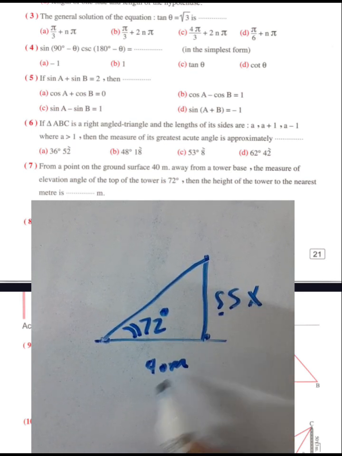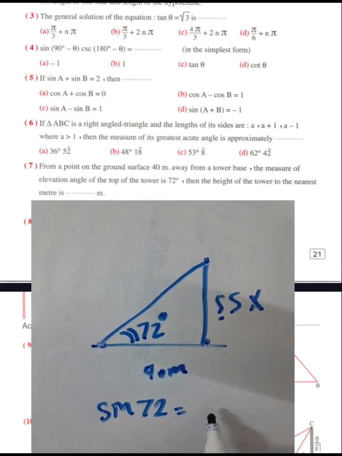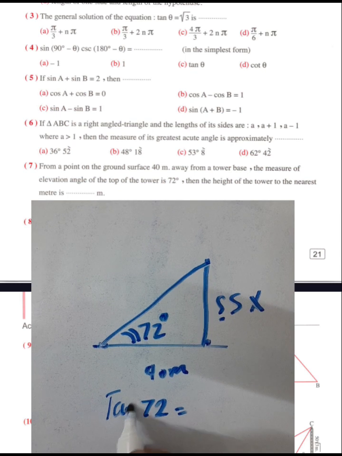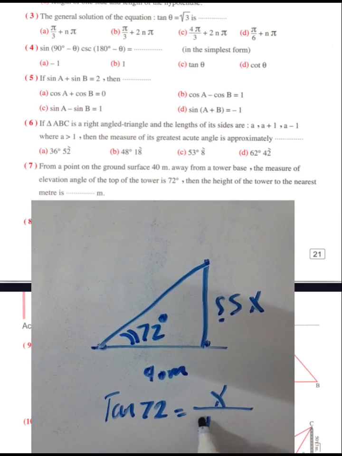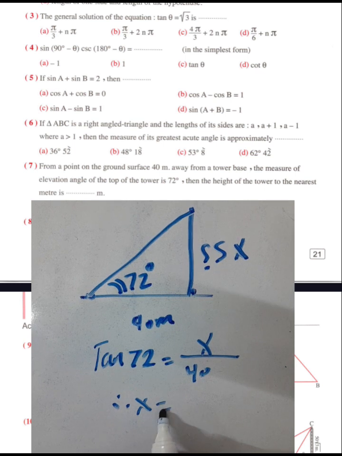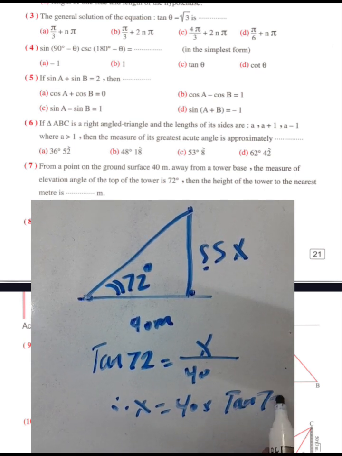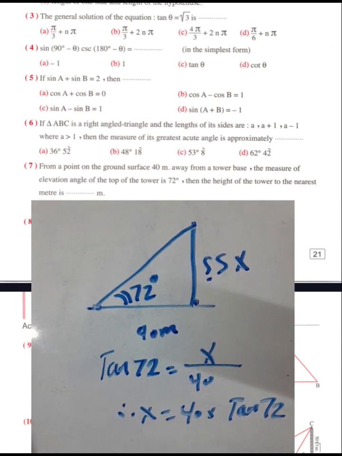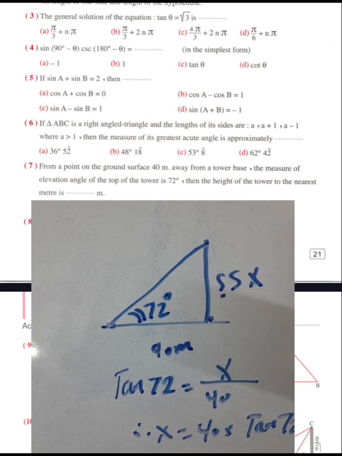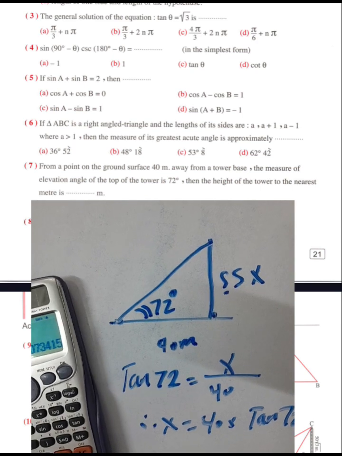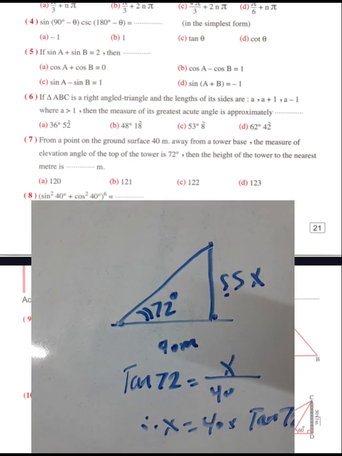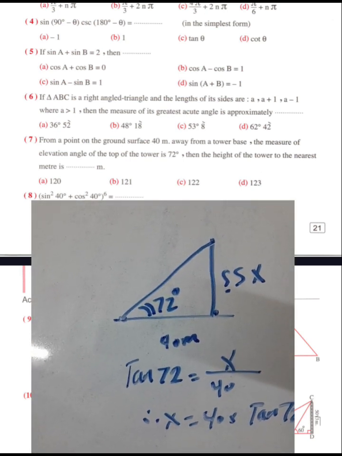Put the height x. We know sine 72 is opposite over hypotenuse, but we haven't the hypotenuse, we have opposite and adjacent. We can write tan 72 equals x over 40, then we can find the value of x equals 40 multiplied by tan 72. Using the calculator to find the result, 40 times tan 72, the result will be 123. Okay, question number 7, choose letter D.